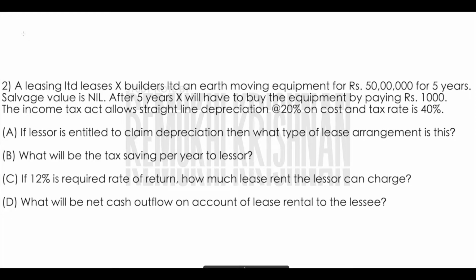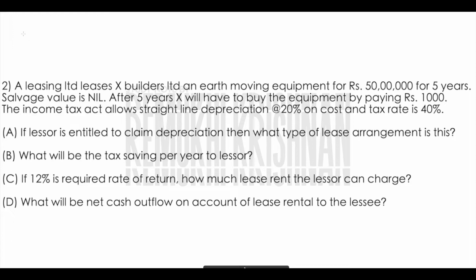So this is the question. They are asking the solution for points A, B, C and D. First, they are asking if the lessor is entitled to claim depreciation, then what type of lease arrangement is this? So in this point, the lessor is going to get the depreciation claim. So what is the type of lease?